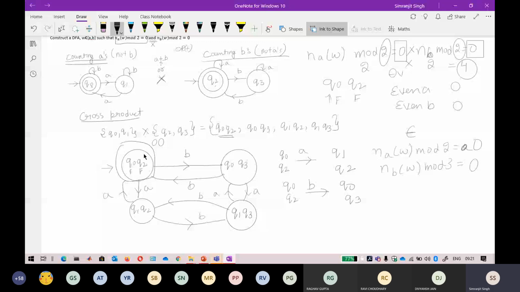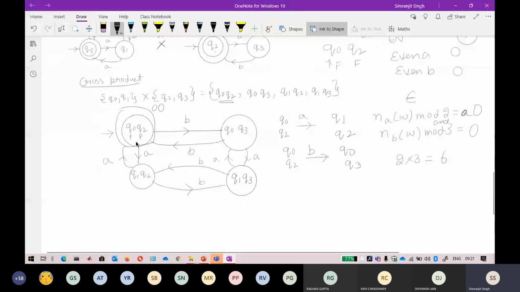In a similar way, in this kind of question, if I give you mod 2 and mod 3, the number of states will be 2 into 3, that is 6. So this question can be extended to any number. You can follow this method, and after a while you will find a certain pattern for how to do these kinds of questions. So this is a fairly simple one.